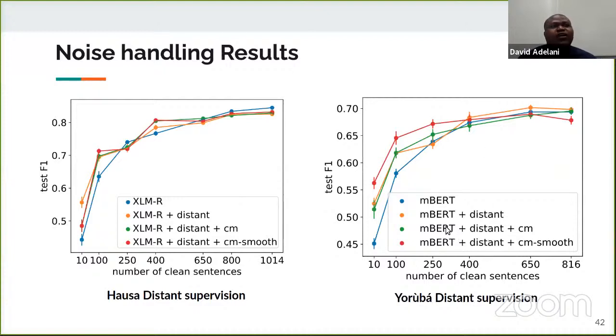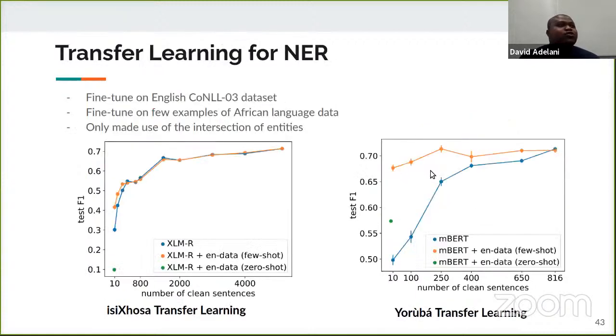But for Yoruba, we find out that the noise matrix gave better performance than distant supervision, even up to like 300 sentences. And when we use the smoothing technique, it actually gives the best result. And this is very good for the low-resource setting. So apart from distant supervision, we also tried transfer learning. And what we did is as follows. First, we fine-tune on the English CoNLL dataset before fine-tuning again on few examples of the African language data. So it's like two levels of fine-tuning.